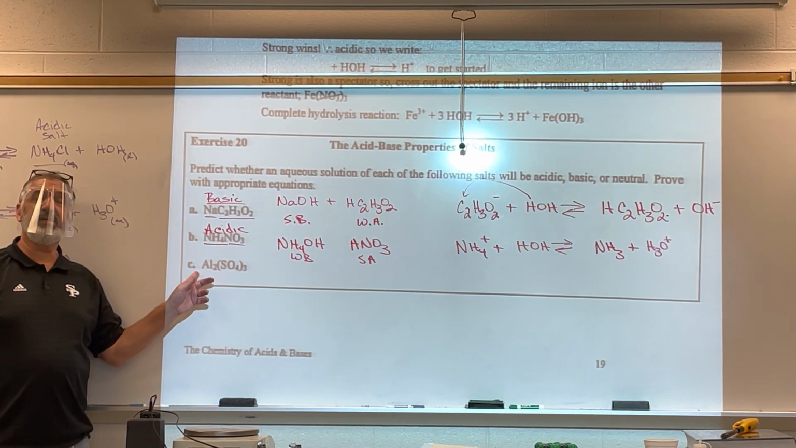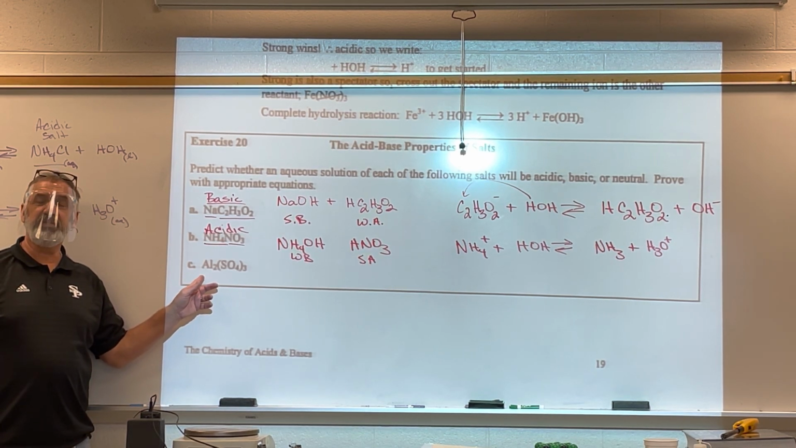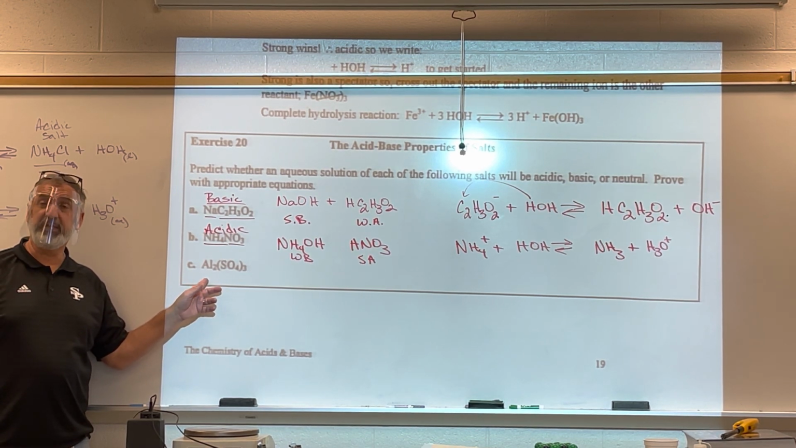So take a second now and just look at this one and tell me, if you don't say it out loud, just think about, is it going to be acidic, basic, or neutral? And if it's acidic or basic, which part of this is going to react with water, and write the equation for it.